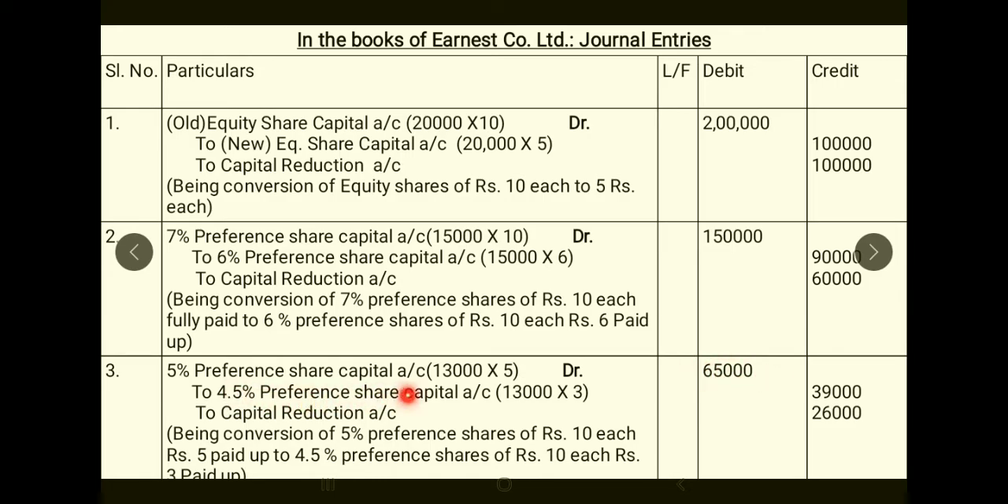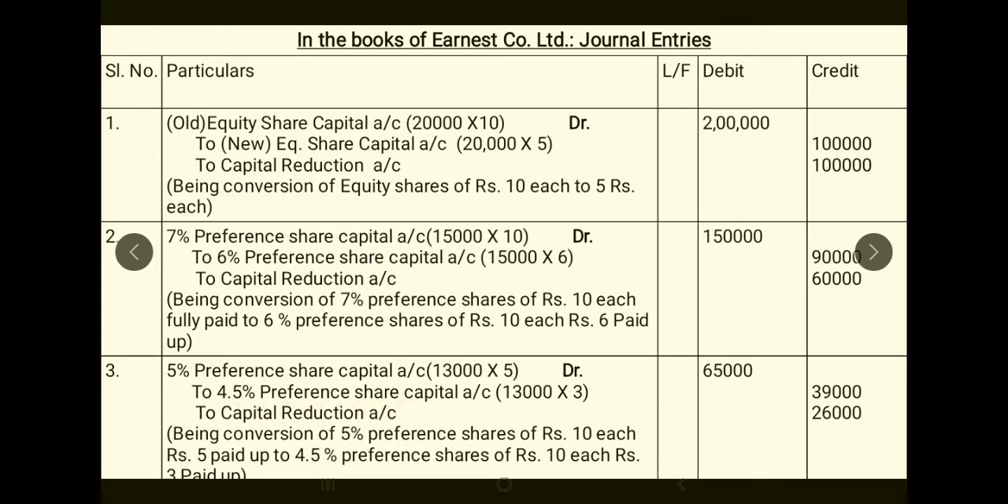So 4.5% preference share capital, 13,000 into 3. Now it is reduced to 10 rupees per share, 3 rupees paid up. So 13,000 into 3 rupees, 39,000 will be the new value and the remaining will go to capital reduction account. 65,000 minus 39,000, 26,000 will go to capital reduction account.